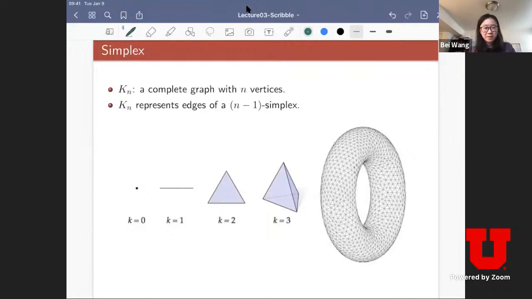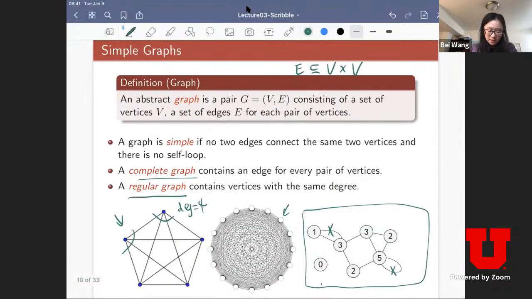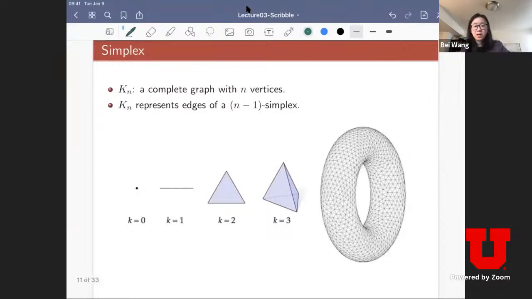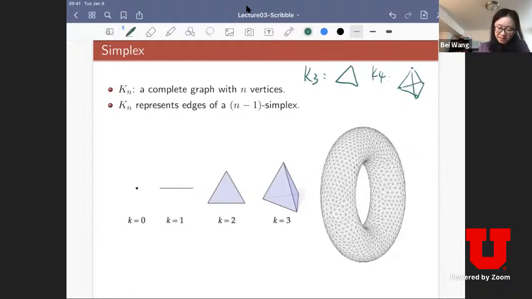So okay, once we understand what a complete graph is, K of n is sometimes used to represent a complete graph with n vertices. For example, K of 3 is basically a triangle, right? And K of 4, you have those 4 nodes, and every pair has a connection between them. It turns out the complete graph of n vertices also represents the edges of an n-1 simplex.